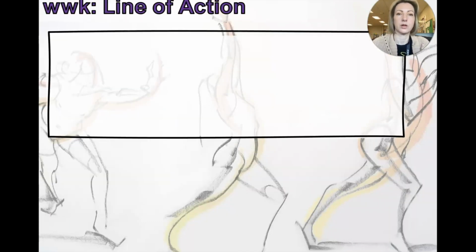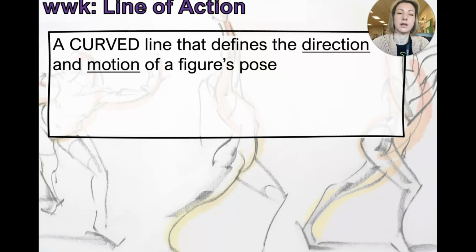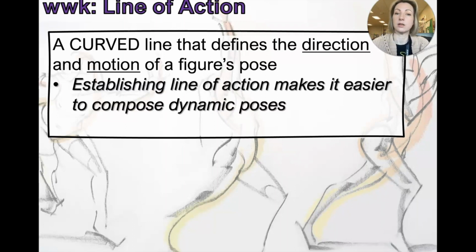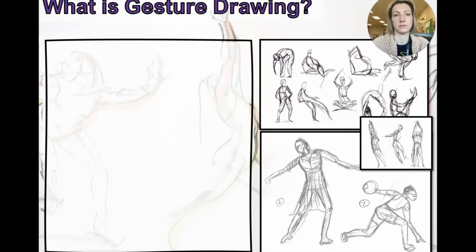Our second word worth knowing is line of action. A line of action is a curved line that defines the direction and motion of a figure's pose. So establishing the line of action makes it easier to compose dynamic poses.